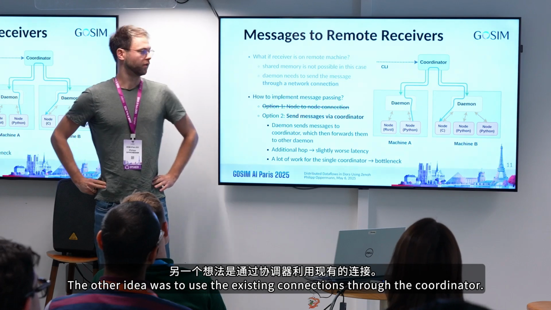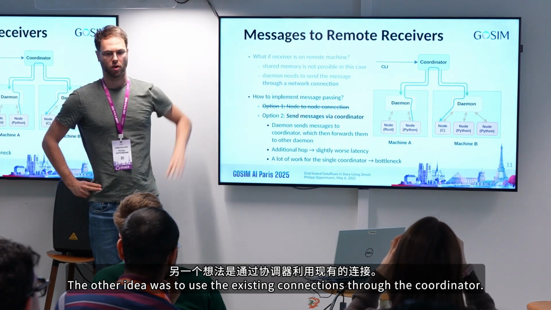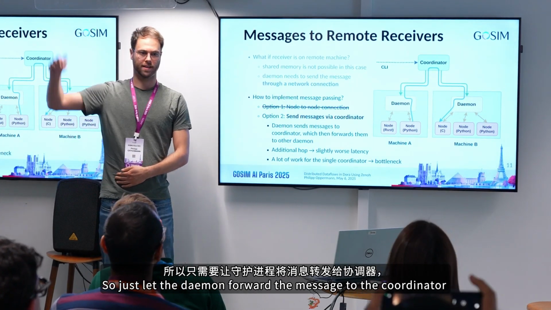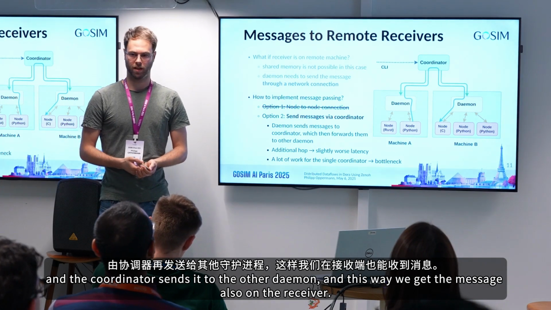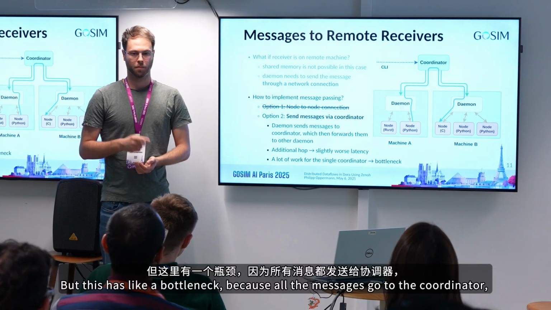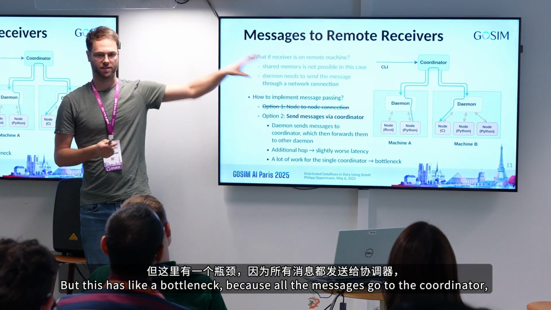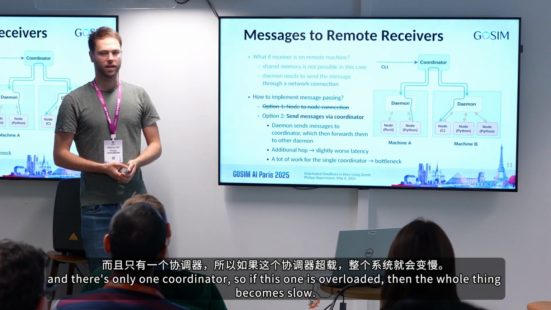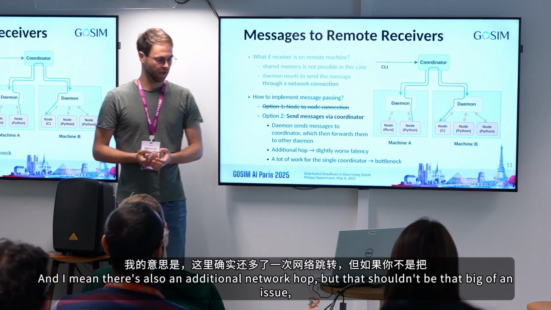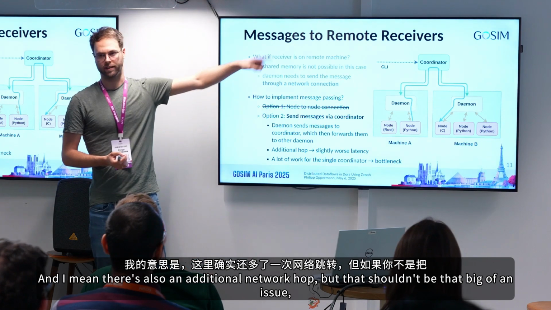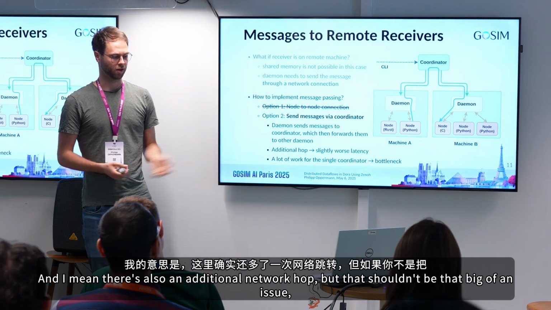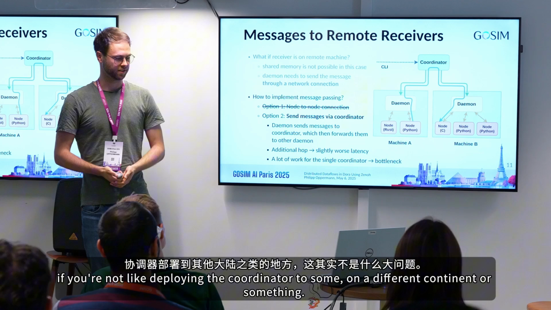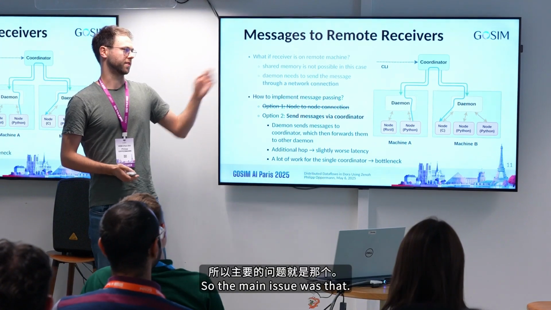The other idea was to use the existing connections through the coordinator. So just let the daemon forward the message to the coordinator, and the coordinator sends it to the other daemon. This way the message also arrives at the receiver. But this has a bottleneck because all the messages go through the coordinator and there's only one coordinator. So if this one is overloaded, then the whole thing becomes slow. There's also an additional network hop, but that shouldn't be that big of an issue unless you're deploying the coordinator on a different continent or something. So the main issue was the bottleneck.